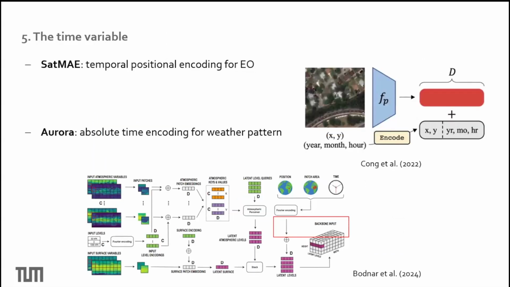If we talk about the time variable, here I put SatMAE as the example, where you see there is an encoder, and it has the year, month, and hour more or less hard-coded in the training process. And if you talk about a climate model, here I provide an example of Aurora, where you see on the top right, they have the absolute time encoding of the weather patterns embedded in the system.